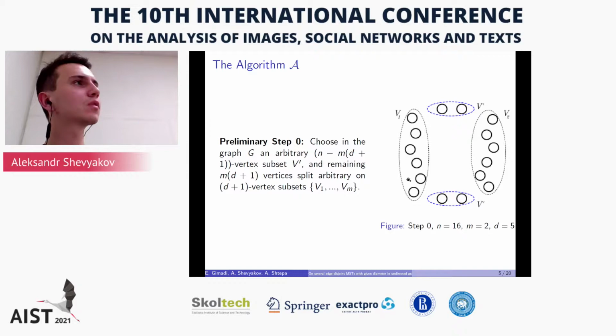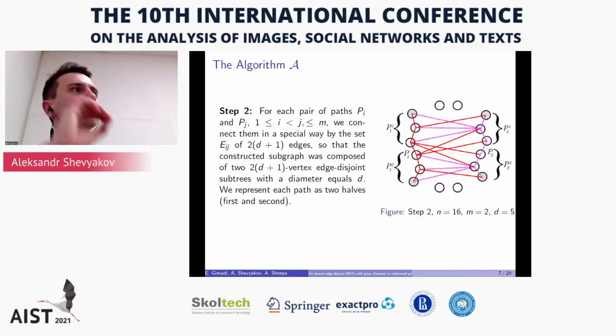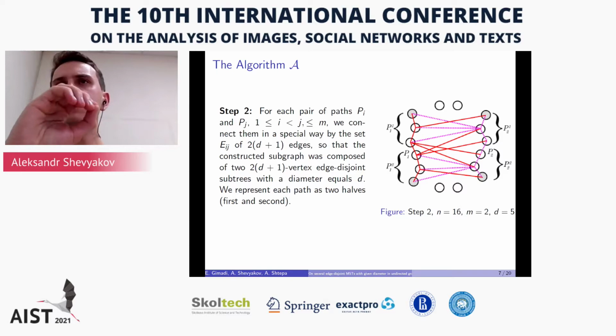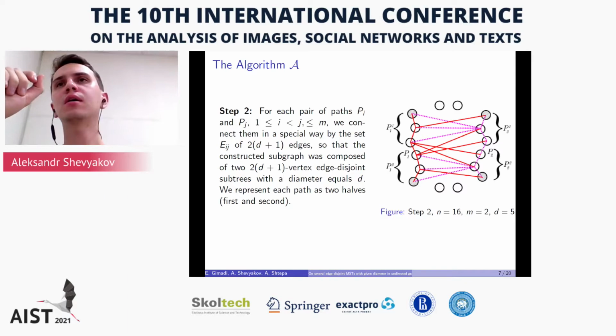On the first step, we construct a Hamiltonian path in each set, using the rule that we go to the nearest unvisited vertex. And the second step is a tricky one. What is very important is that we consider an undirected graph, so this algorithm has to work independently of the random variables we choose.